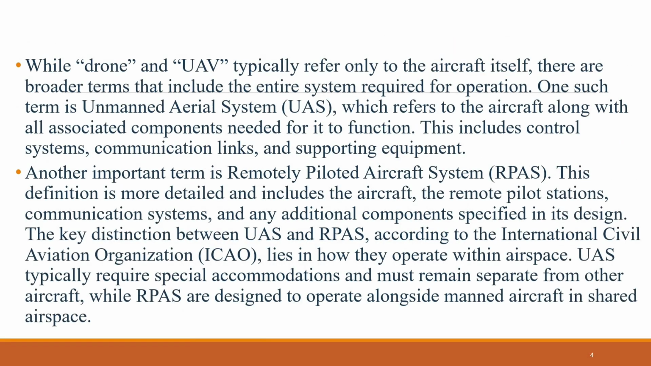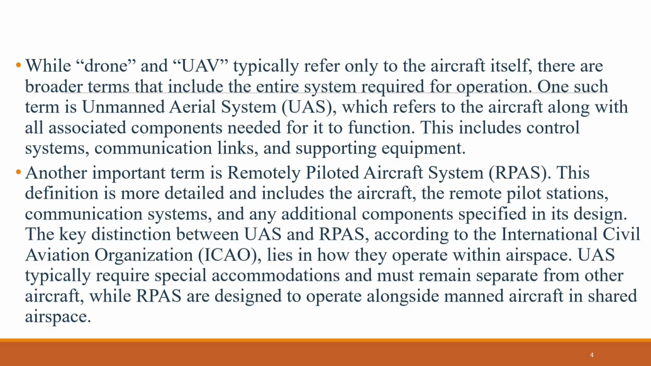While drone and UAV typically refer only to the aircraft itself, there are broader terms that include the entire system required for operation. One such term is Unmanned Aerial System, UAS, which refers to the aircraft along with all associated components needed for it to function. This includes control systems, communication links, and supporting equipment.